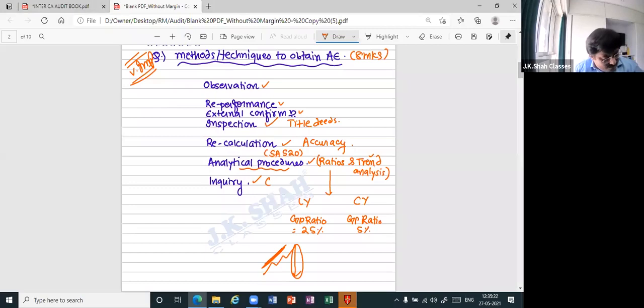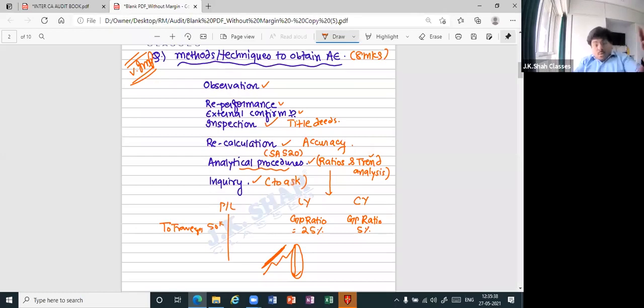Correct. Inquiry in simple words is to ask. Say for a simple example, in the P&L, there is one expense, traveling expense, 50,000. I gave you this example so many times here. Now, there is no supporting evidence. So can I say I will ask for information from the management?